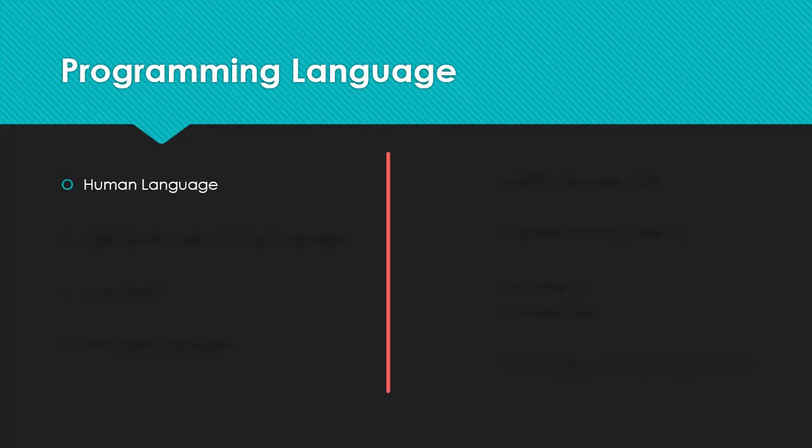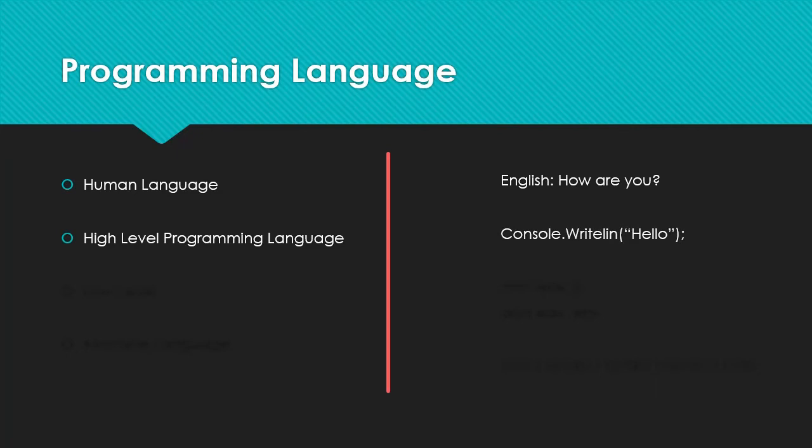Human language, for example, in English: how are you? What do you do? But when we say high level programming language, these are instructions that display or execute your code. In the example you have there, Console.WriteLine hello. What will happen is that it will display a hello text on your screen. So it is almost like English because you know what a console is, you know what a write line is; when we say write, you write a line.